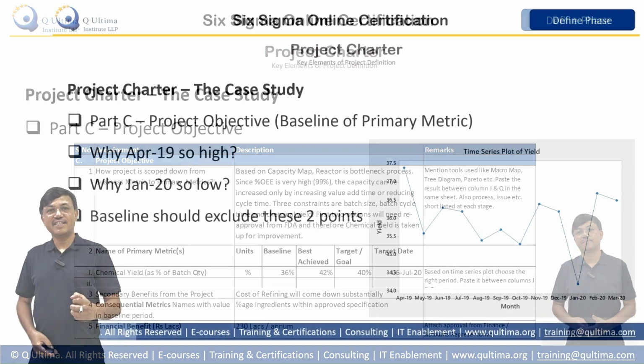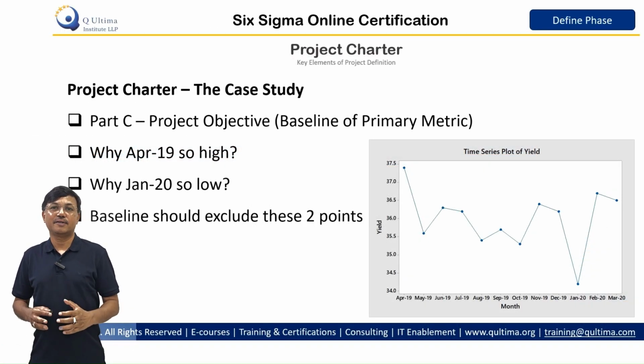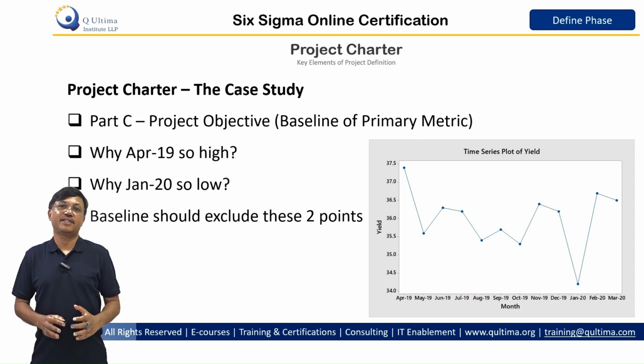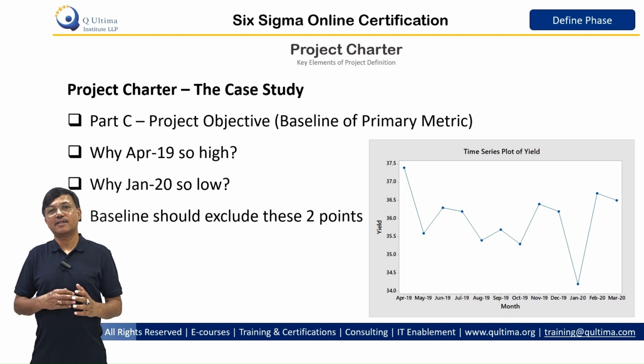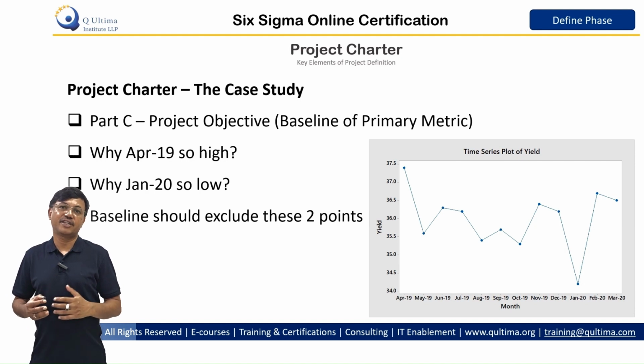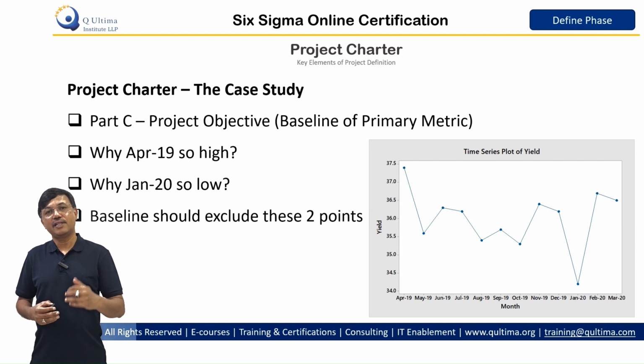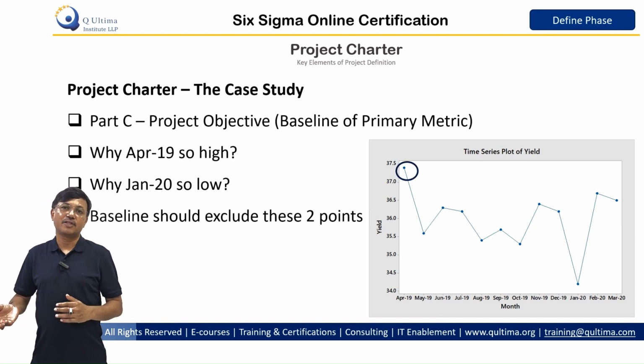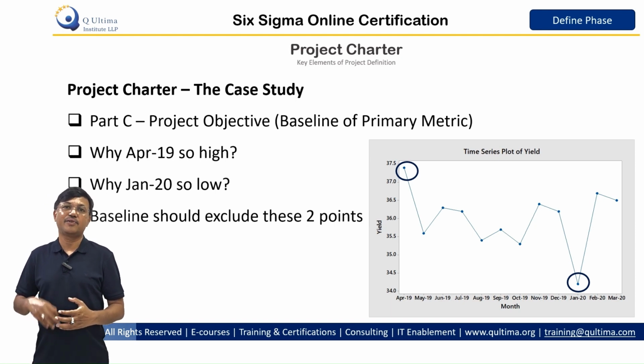When we are setting project objective, we should also baseline our primary metric immediately. Baselining means plotting the values month on month and seeing if there is any variation from month to month in yield, and whether the variation is significant or not. So we see here that in month of April the yield is very high, whereas in the month of January the yield is very low, and the team explored and found that certain trials done in month of April increased yield substantially, but the chemicals used were unacceptable to authorities and we had to revert back.